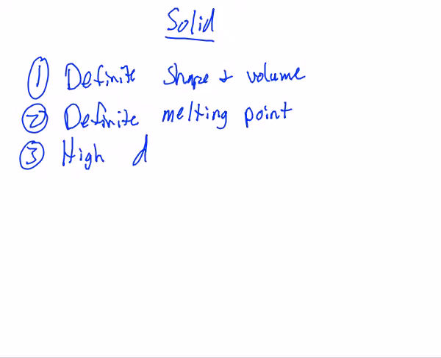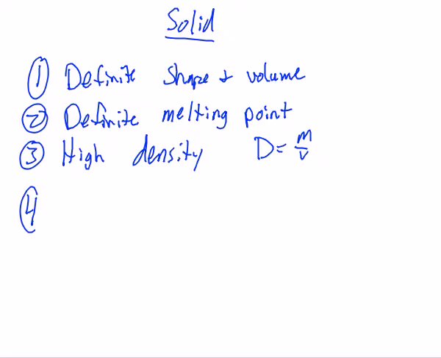High density, guys. Solids have high density. What's our density formula? Right, D equals mass over volume, guys. So, their mass typically is a lot larger with less volume space.